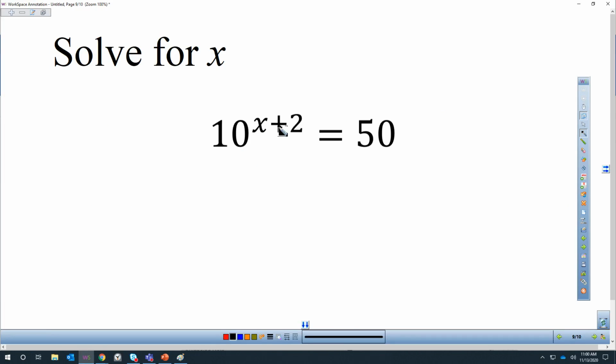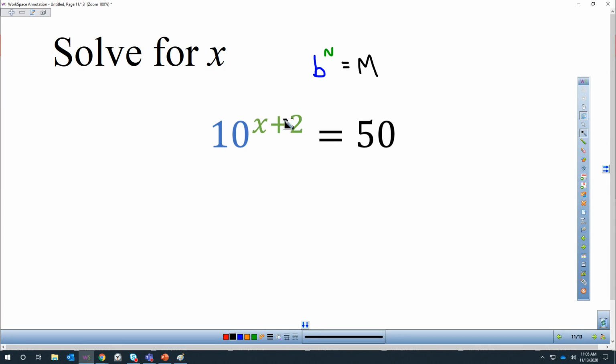So we have 10 to the x plus 2 equals 50. Now it's already written in the form as something like b to the n equals m. Okay, let's highlight these so we can see. So we have b here, which is like our 10. And then we got our n, which in this case is x plus 2.